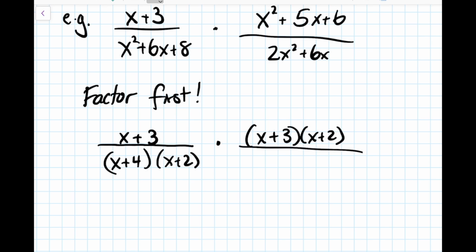In the bottom right, we can take out a common factor of 2x there, which is going to leave me with x plus 3. So you can absolutely just start canceling stuff here. Just remember it's anything in a numerator with anything in a denominator.